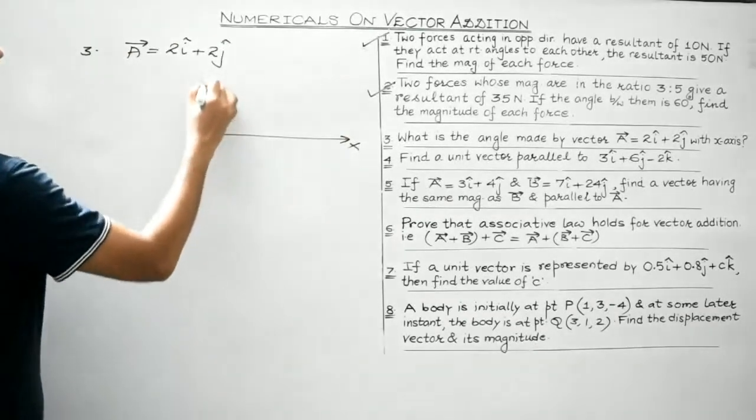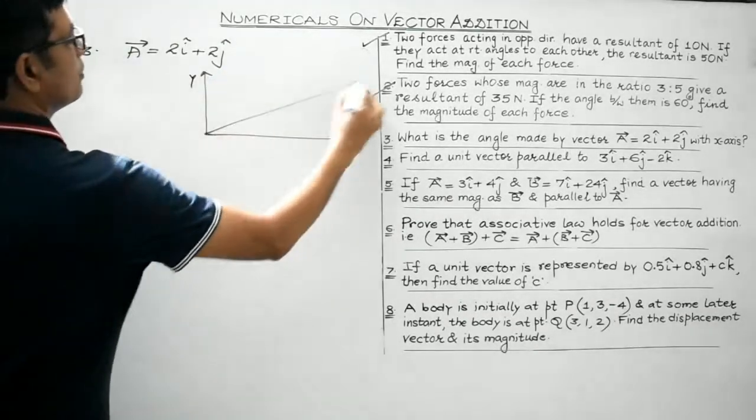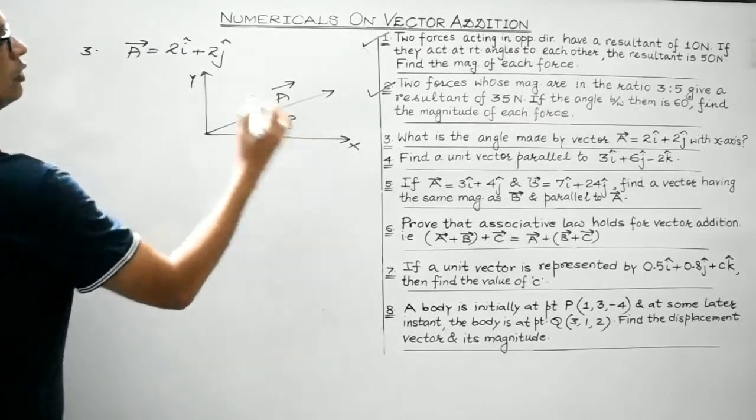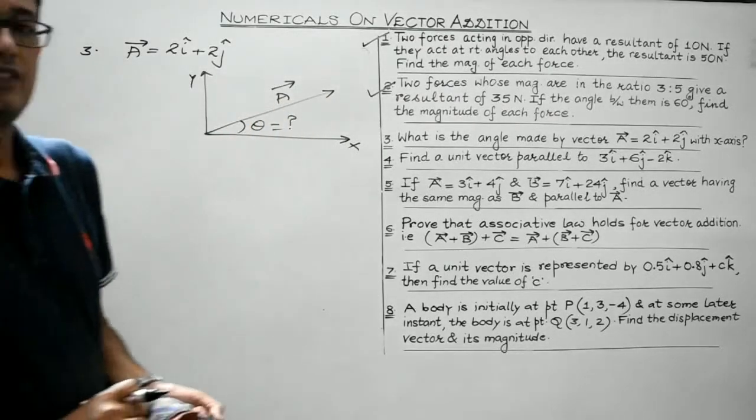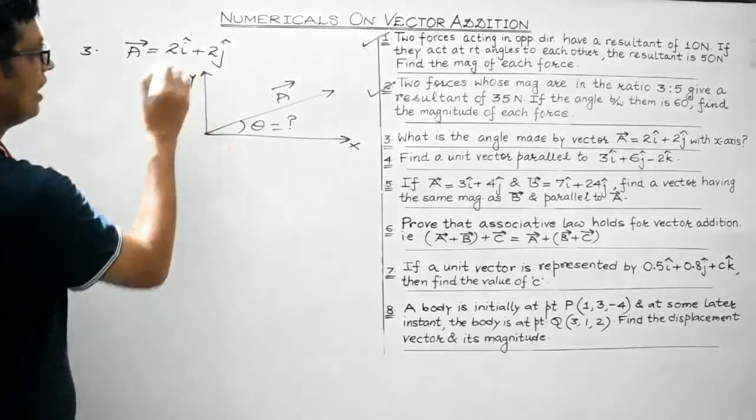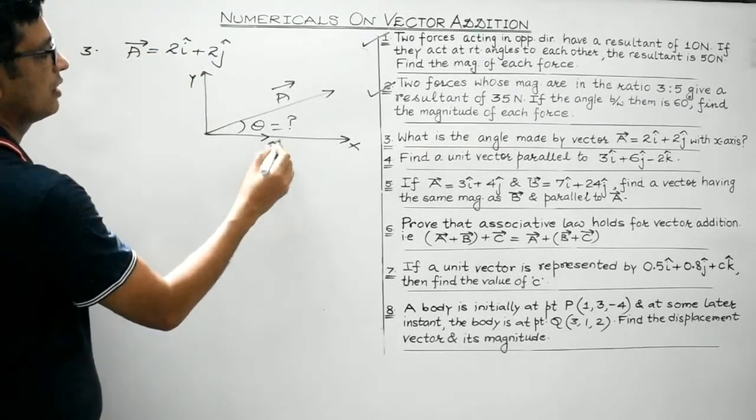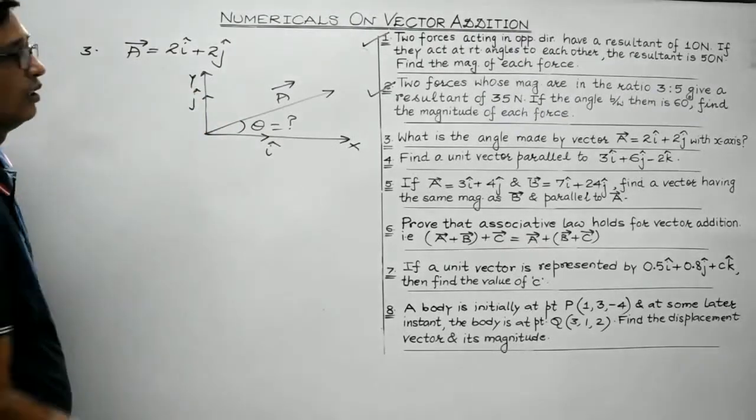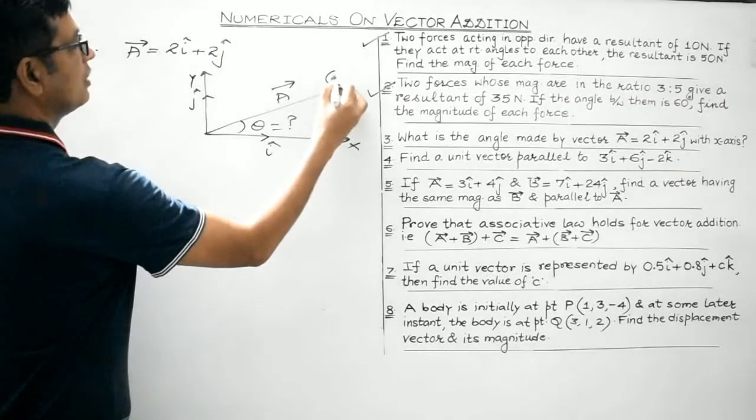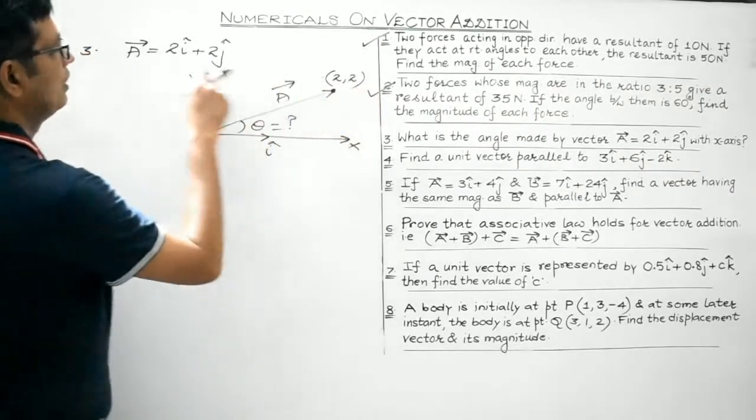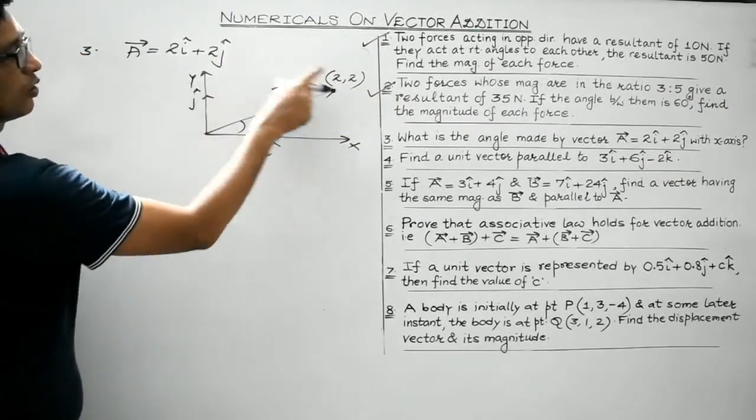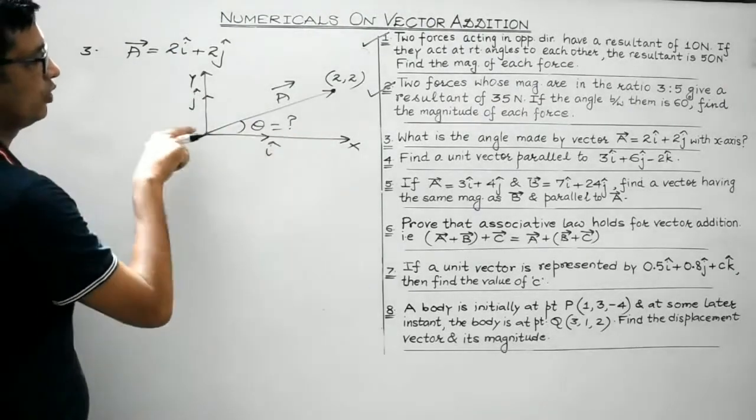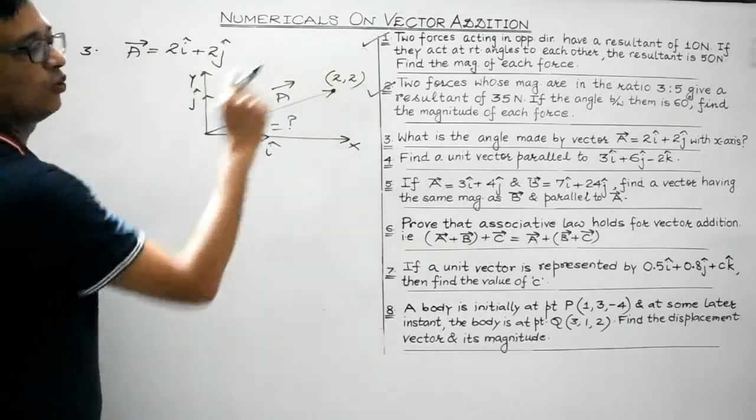This is x-axis, this is y-axis. Suppose this is A vector. This is the angle to be found. Clear, students? And its coordinates are, I cap, you are aware, it represents the direction along x axis, j cap, it represents the direction along y axis. So what are the coordinates of this point? It is 2, 2. X coordinate is 2 and the y coordinate is 2. It has got displacement 2 units along x direction and 2 units along y direction.